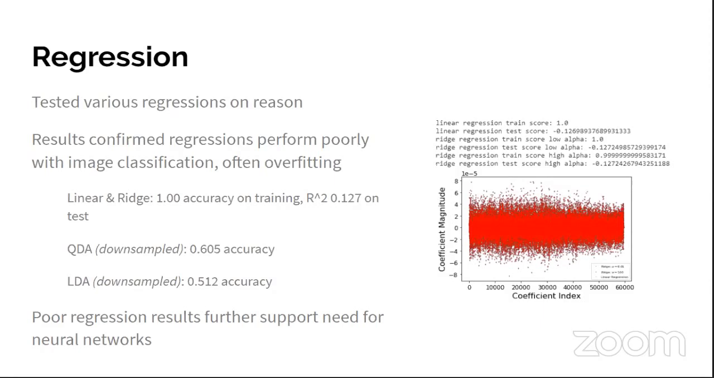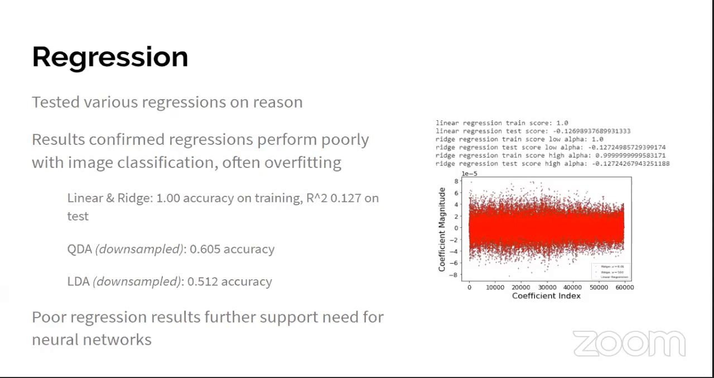The regressions performed really poorly with image classification, oftentimes overfitting. So for the linear and ridge regression, we had really good accuracy on the training data, but our R-squared was terrible on our test data, which essentially was because it was overfitting the images. And you can see some of that on the right. This graph is kind of crazy because there are so many coefficients from the pixels of the images. But essentially what this is showing us is that the linear regression and ridge regression actually were very, very close results, and both were pretty much just overfitting on the training data.